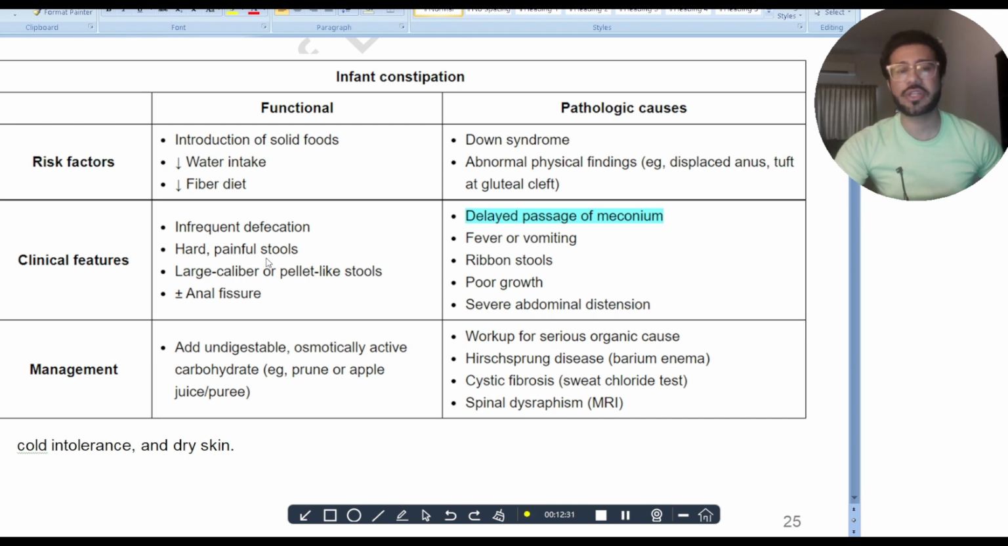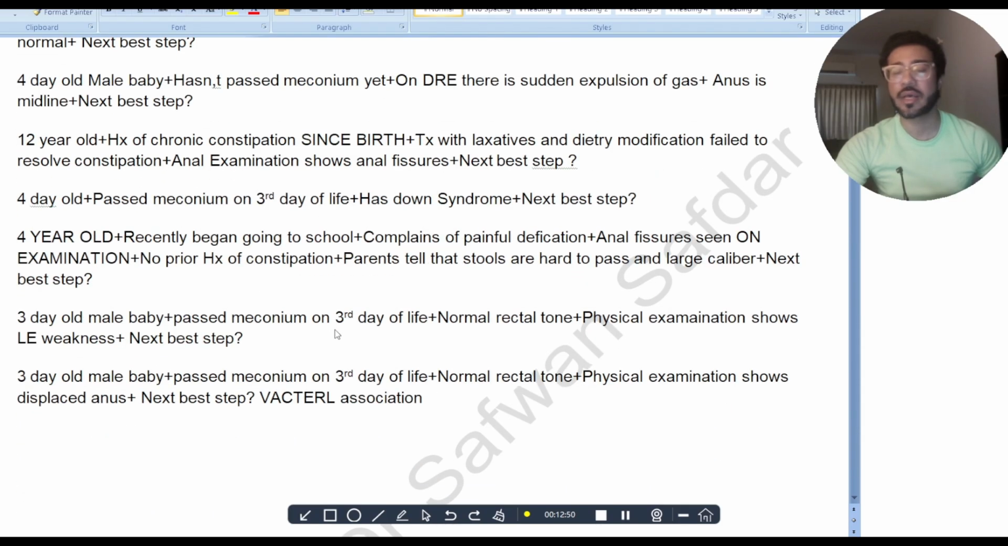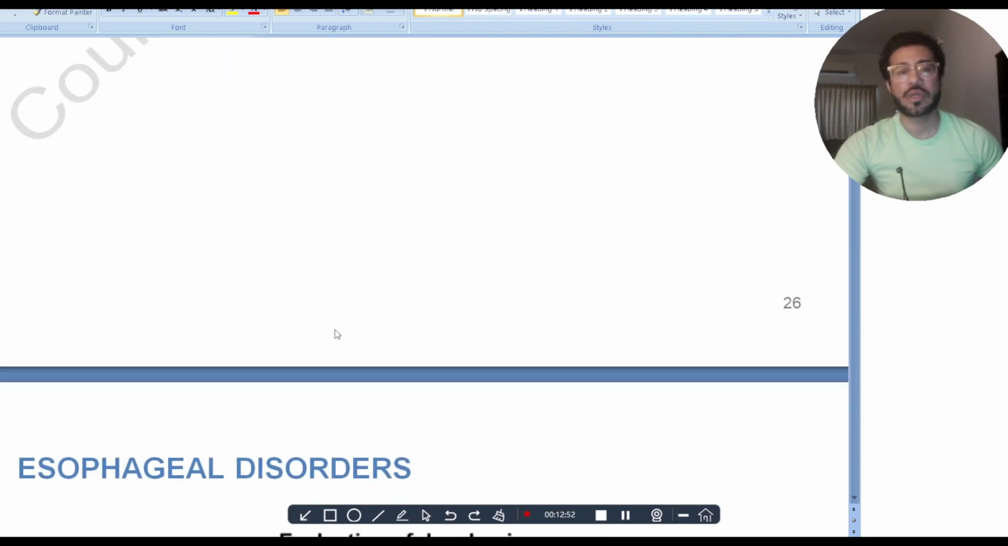So if it's functional, you just do a behavioral modification, you add laxatives, and you add fiber to the diet. So anal fissures can be present in both these cases. So anal fissures are not specific to either functional or pathological. Just remember these high yield cases. That's how they're gonna ask you.